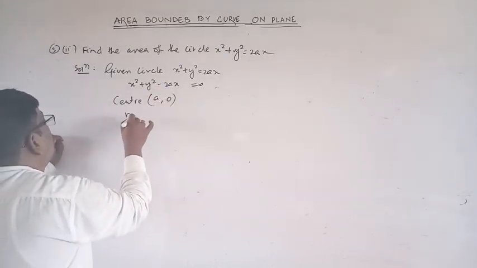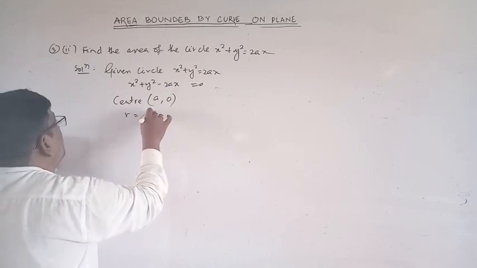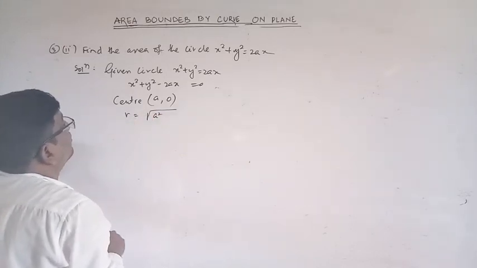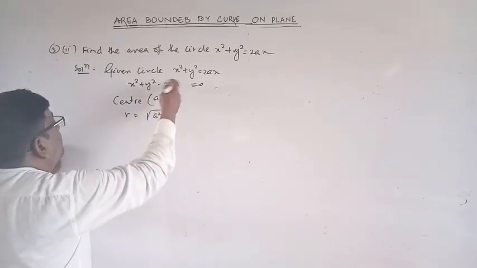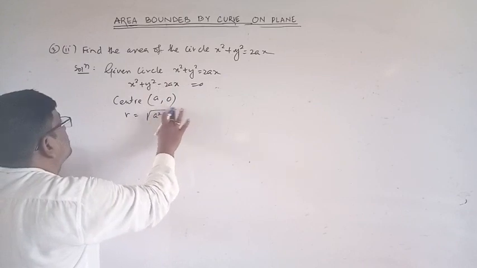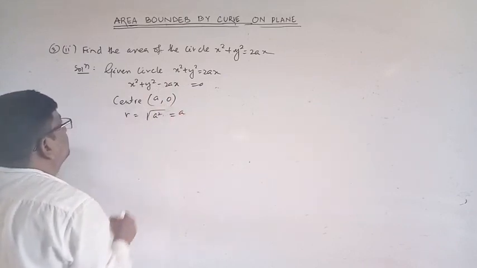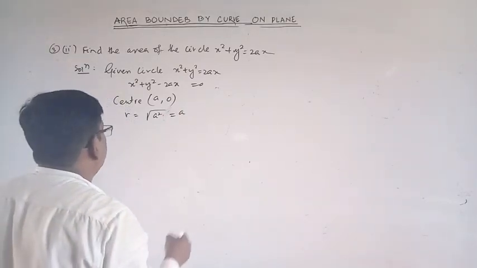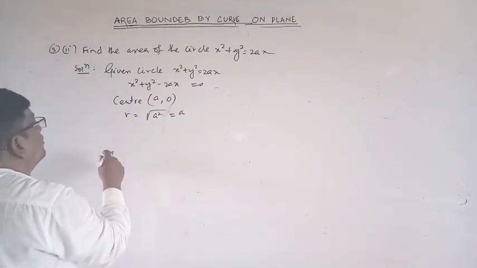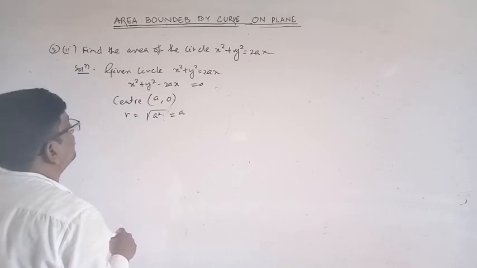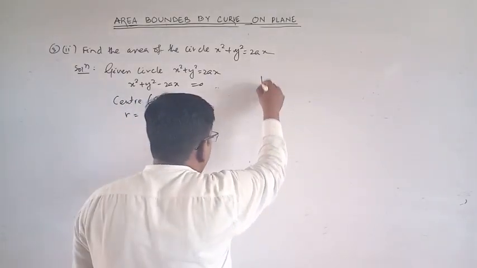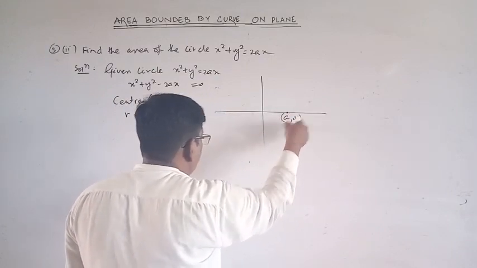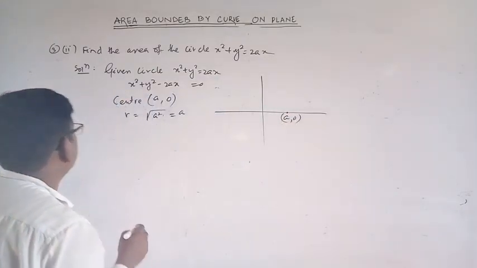Okay, radius is equal to what? That is the square root of half of the x coefficient squared, that is a square, plus half of the y coefficient squared, which is 0. So radius is equal to a. Okay. The circle meets the x-axis where the y coordinate is equal to 0. The center is at (a, 0). Suppose this is (a, 0).